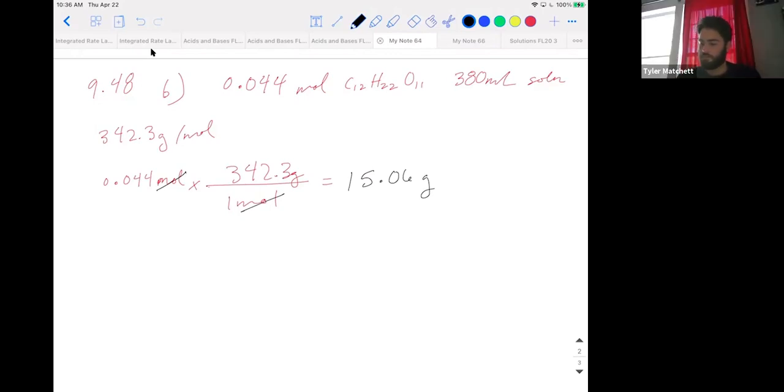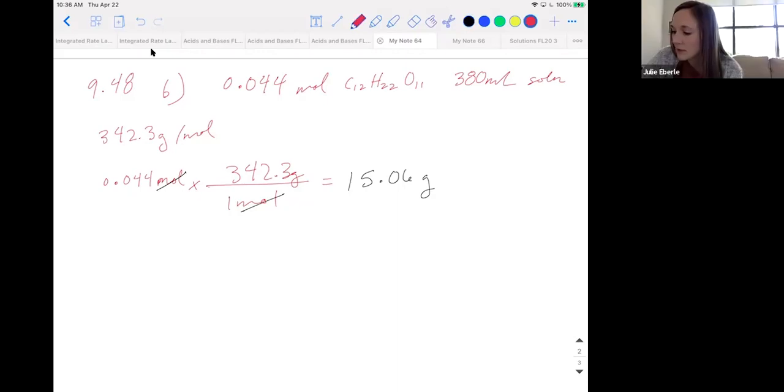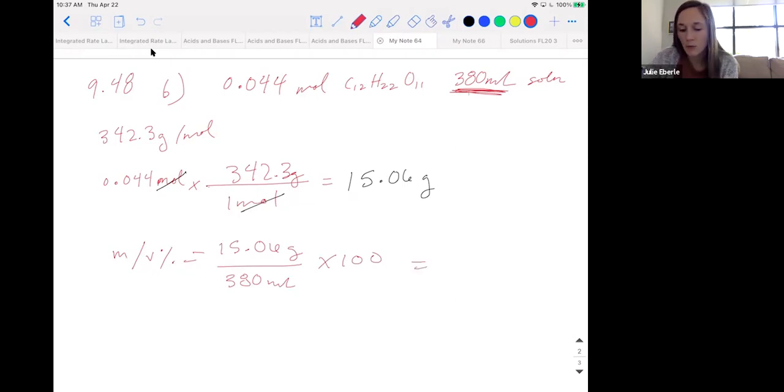All right, and then you plug it into your mass volume percent equation. So 15.06 grams of solute divided by, we're already given the milliliter solution, 380 milliliters of solution, times 100. And you should get, yep, 3.96% sucrose. Okay.